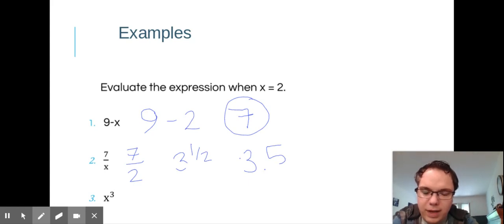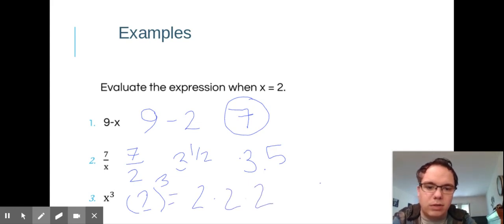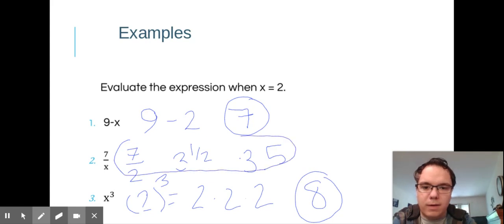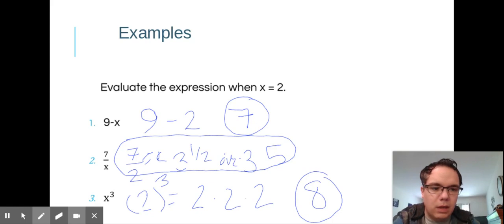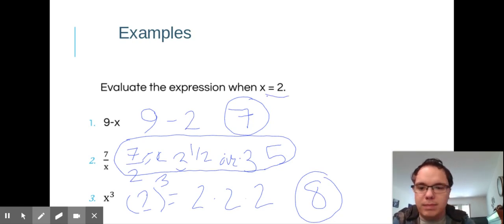And finally, if we have x cubed and replace our x with a 2, we'll have 2 cubed, which means to take 2 times 2 times 2, and 2 times 2 times 2 is 8. Any of these work. All right. So we're just plugging in the value for the variable. We plugged in 2 for all of our x's, and we simplified.